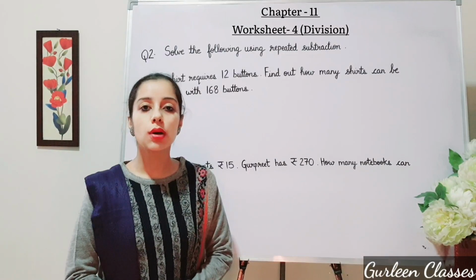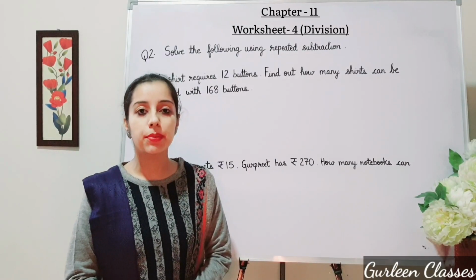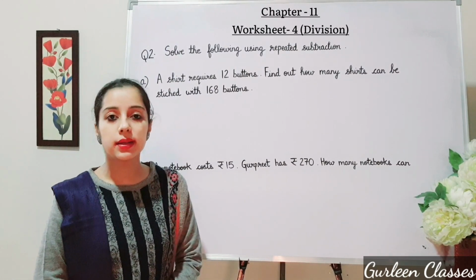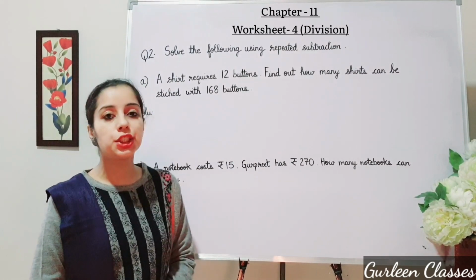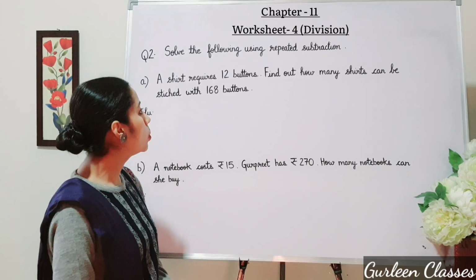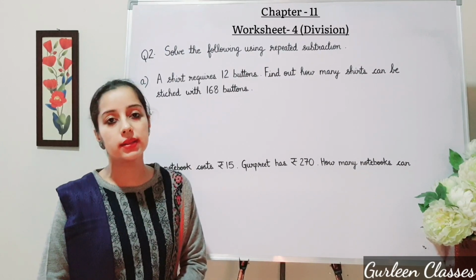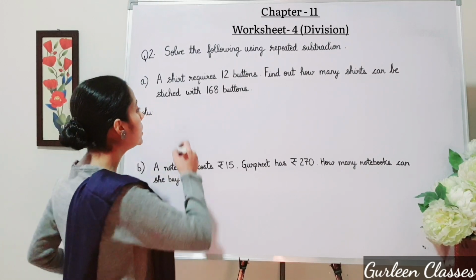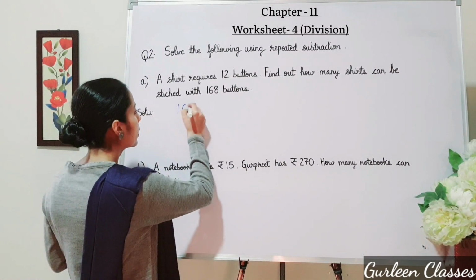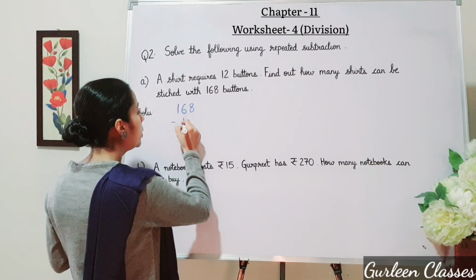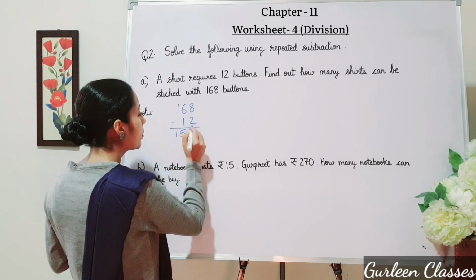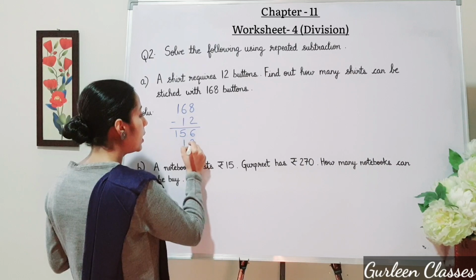Question number 2. Solve the following using repeated subtraction. A part, a shirt requires 12 buttons. Find out how many shirts can be stitched using 168 buttons. So let us do this by repeated subtraction. So 168 minus 12, 156. Again we will subtract by 12.